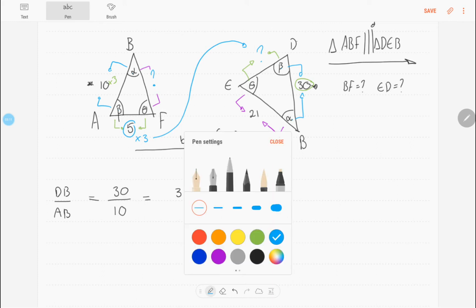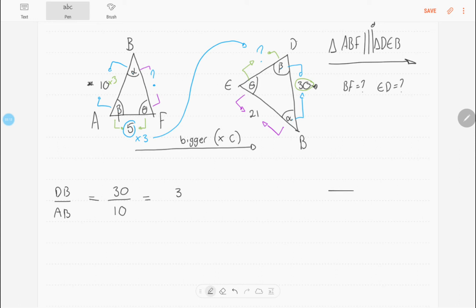Let's write down my corresponding pairs for you guys. We know that AB is corresponding with DB, AF is corresponding with ED, and BF is corresponding with EB. Those all need to be in proportion. I'm not even going to attempt to spell that right now.